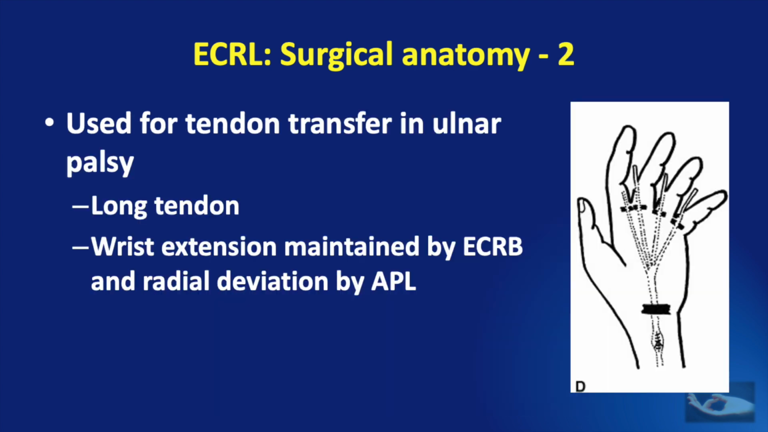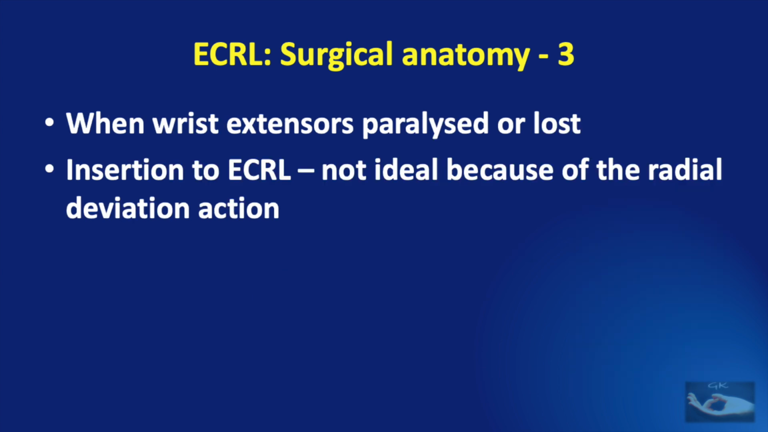The tendon, when it is contracting, can be identified by the prominence on the radial aspect of the extensors of the fingers. This muscle can be used for tendon transfer in ulnar nerve palsy because it has a long tendon, and the wrist extension will not be affected by removing this muscle, as the wrist extension is maintained by the extensor carpi radialis brevis and the radial deviation is maintained by the abductor pollicis longus. And when this muscle is either paralyzed or lost, another muscle needs to be transferred to do this extension, and in that situation it is not ideal to insert it into the extensor carpi radialis longus because of the radial deviation action.